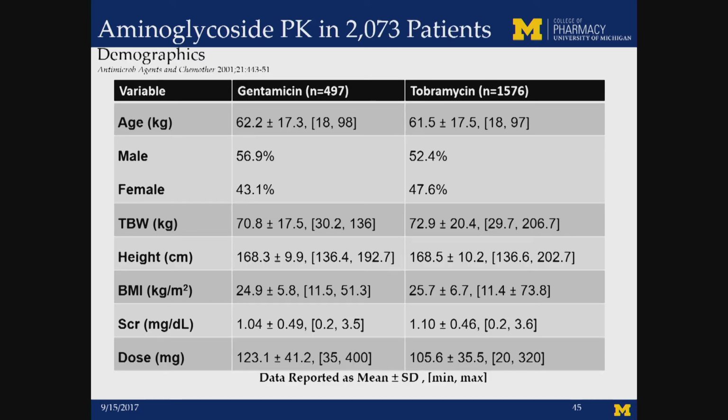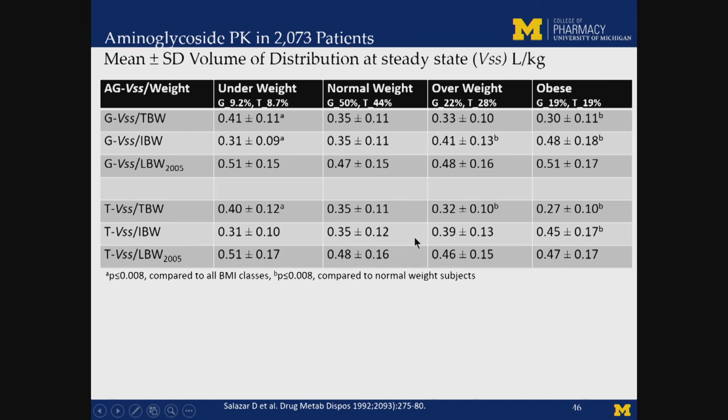This is a study that I conducted over a decade ago, looking at almost 2,000 individuals who were dosed on gentamicin and tobramycin across a very wide body weight distribution of 30 to almost 206 kilograms. What we showed in this data set is that if you were to rely on total body weight to scale the volume of distribution of the drug, you get an unsteady estimate of the volume of distribution. That is, the volume of distribution parameter goes down as the body weight goes up.